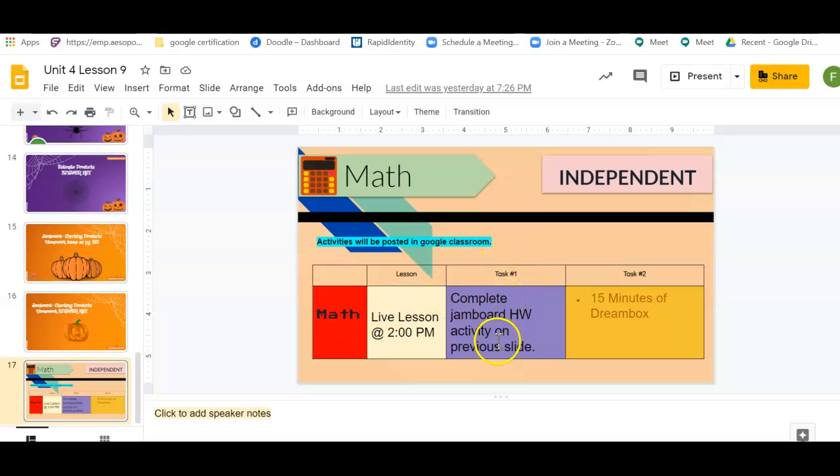Lastly, for your independent work, you've got 2 Jamboards to complete. And also you've got 15 minutes of Dreambox. So remember, you're working towards getting at least 5 completed lessons done for the whole week.